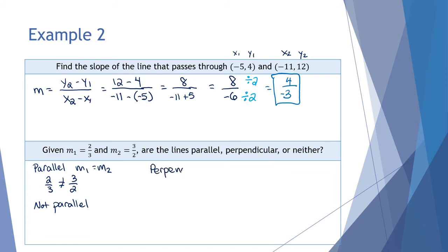Perpendicular lines, those you multiply the slopes, m1 times m2, and you get -1. So let's do that. m1 is 2/3, m2 is 3/2. We just put a question mark there: do we get -1? So 2 times 3 is 6, 3 times 2 is 6, and 6 over 6 is 1. So we get 1 instead of -1. That means it is not perpendicular.